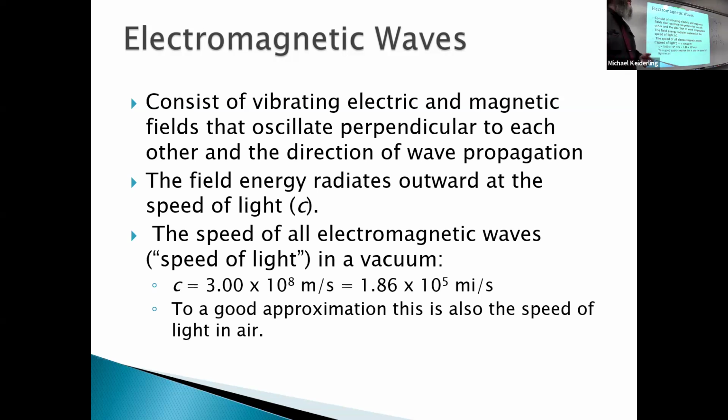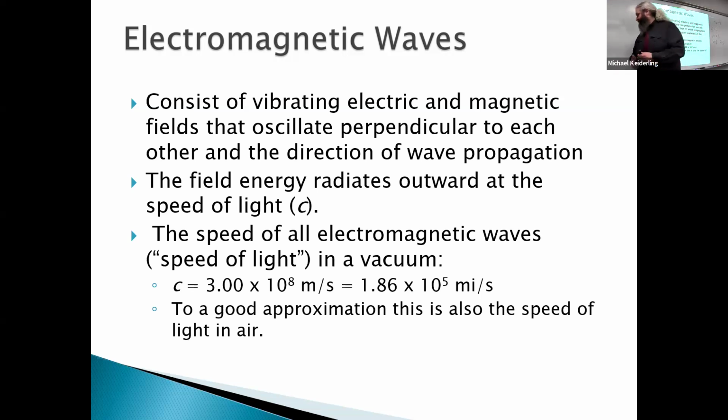So an electromagnetic wave, if it's traveling that way, like the one I am generating from my laser pointer, if the electric field is going up and down, the magnetic field will be going left and right. The field of energy radiates outward at the speed of light, c.